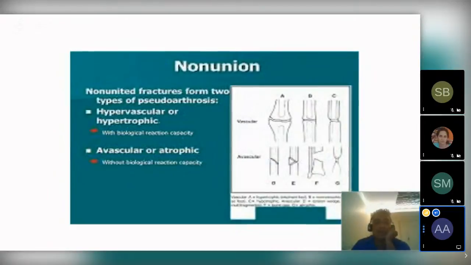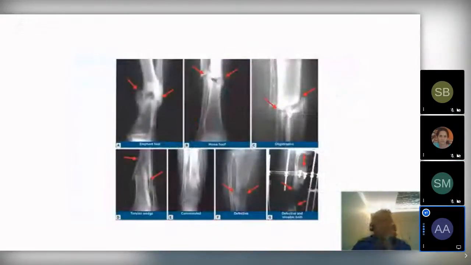So based on the appearance on X-ray, they have been classified as hypertrophic or atrophic. Hypertrophy is when there is vascularity. Look at this fracture. Even though this is an old fracture, because the edges are ragged and rounded, you see so much abundant callus. See here, there is still callus but no fracture union.